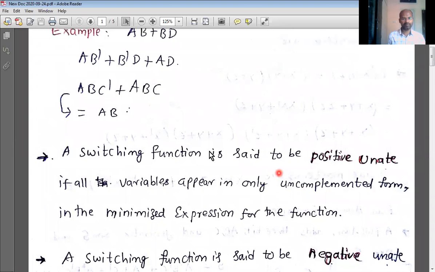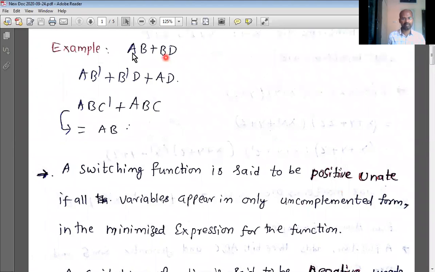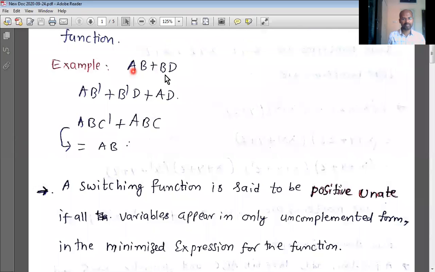For example, if we consider this as the minimized expression. How many variables are appearing in the final expression? A, B. There are 2 variables. All the variables, A is appearing in uncomplemented form. B is also appearing in uncomplemented form. D is also appearing in uncomplemented form. So it is positive unit function. And if you consider the last expression, AB, it is also positive unit function.